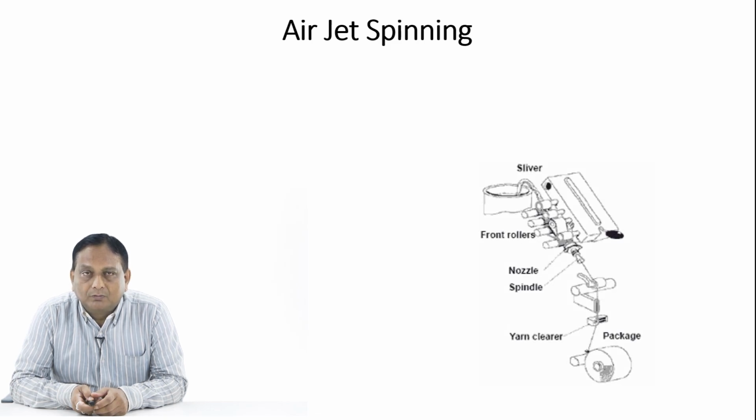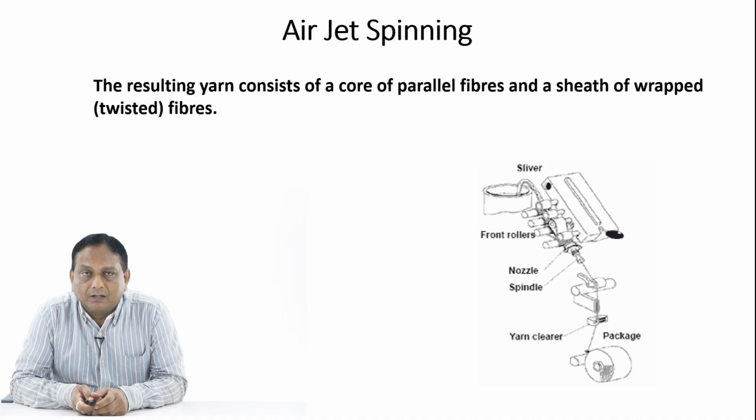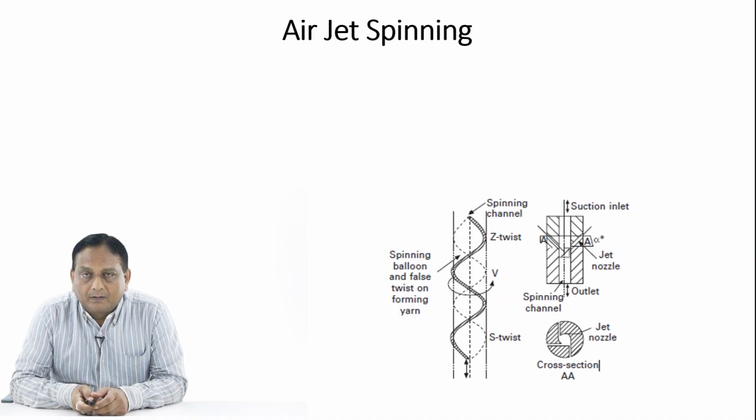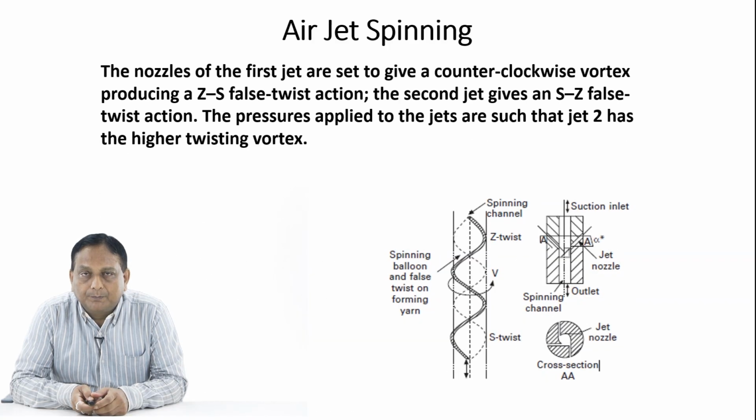The schematic view of air jet spinning can be seen here in this photograph, and the resulting yarn consists of a core of parallel fibers and a sheath of wrapped or twisted fibers. So the wrapper fibers are there more in air jet spinning. This also shows the twisting part.